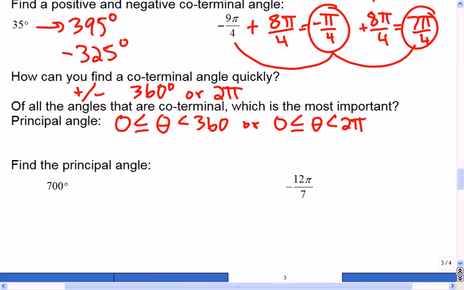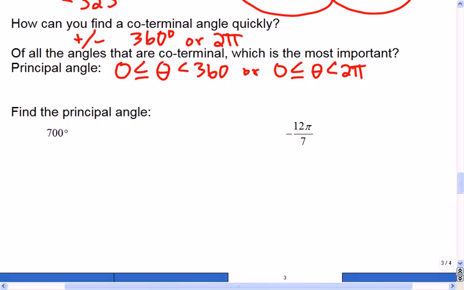So, for example, 700 degrees. I don't know where 700 degrees is, but I bet you if I did a quick calculation, I figured out that this is actually 340 degrees. They're coterminal. 340 degrees I can probably work with. What quadrant's that in? 4, yeah. You might be able to picture 340 degrees better than you can picture 700. So that's why it's nice to find the principal angle. It's easier to think about what position that's in.